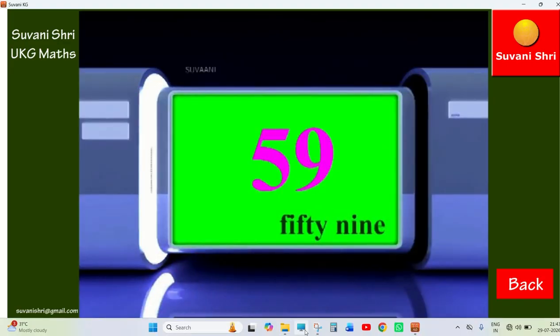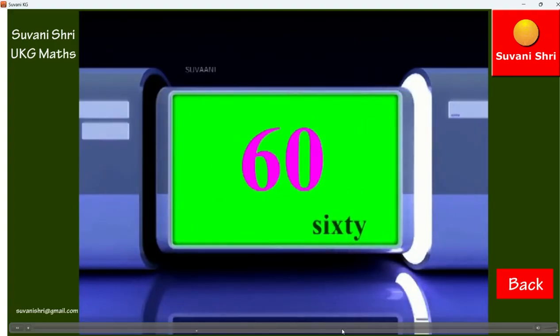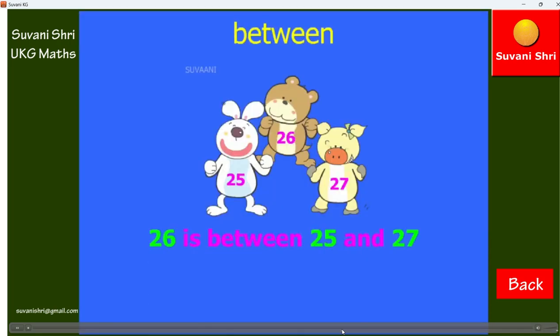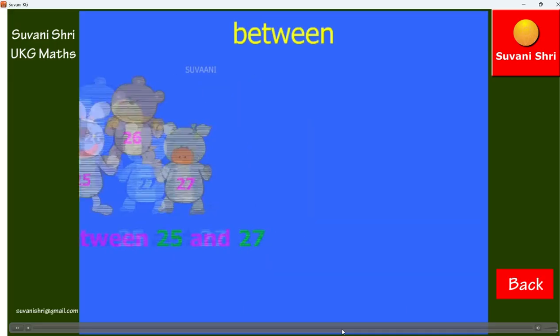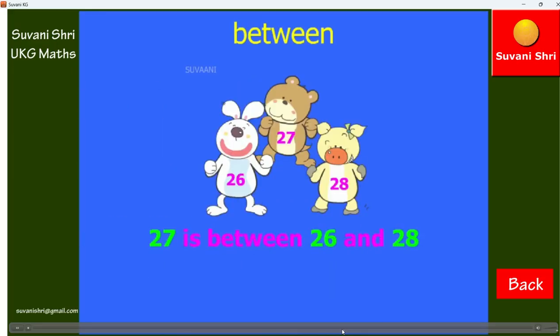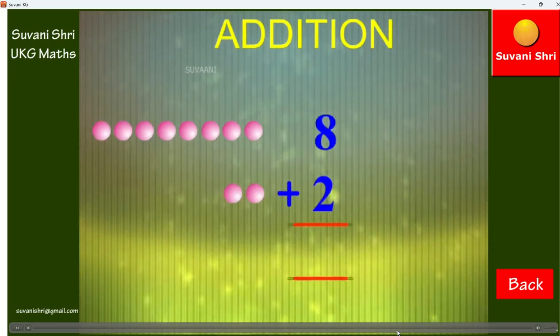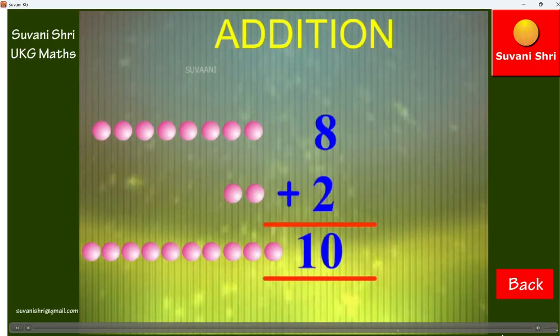59, 60. 9 is between 8 and 10. 26 is between 25 and 27. 27 is between 26 and 28. 8 plus 2 is equal to 10.